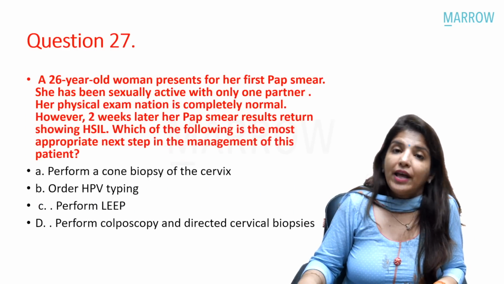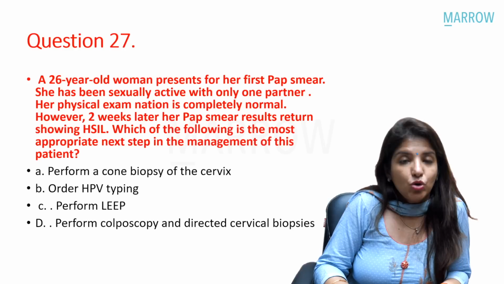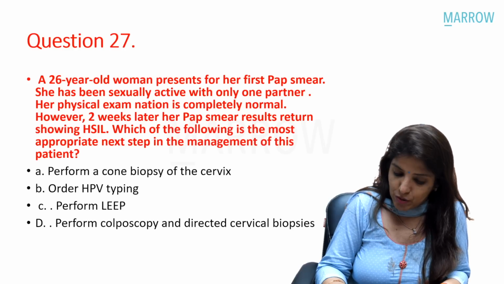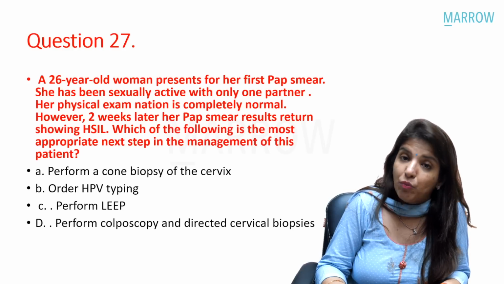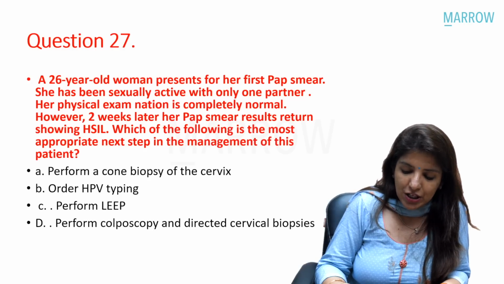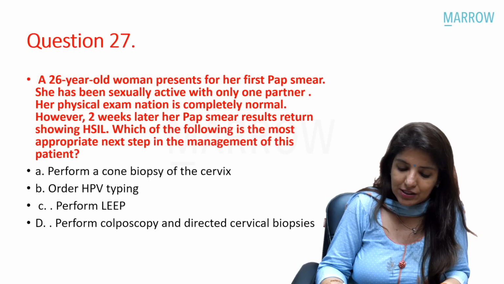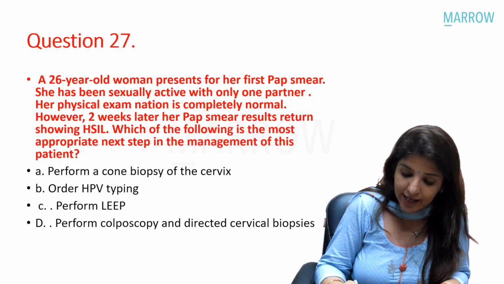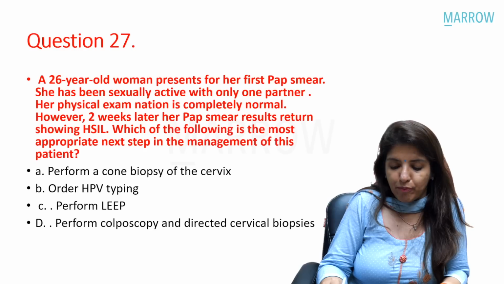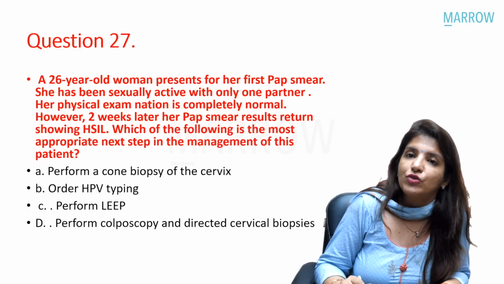Then, next question. A 26-year-old woman presents for her first pap smear. She was sexually active with only one partner. Her physical examination is completely normal. However, 2 weeks later, her pap smear results return and they show HSIL. Which of the following is the most appropriate next step in the management of this patient?